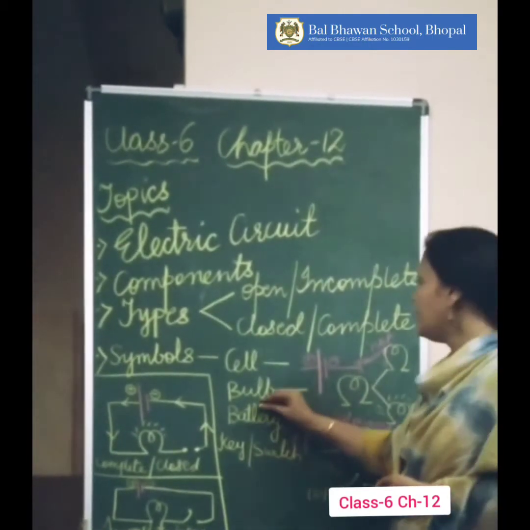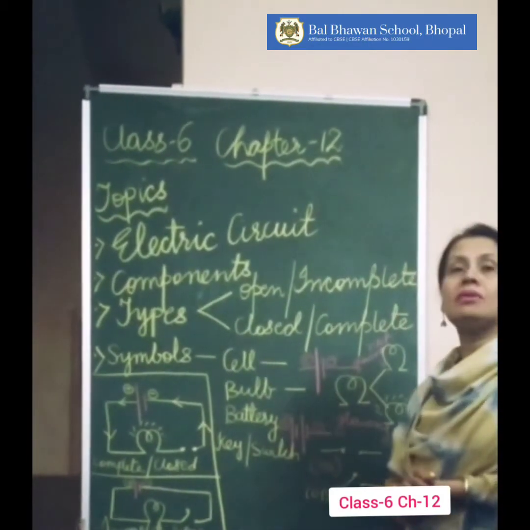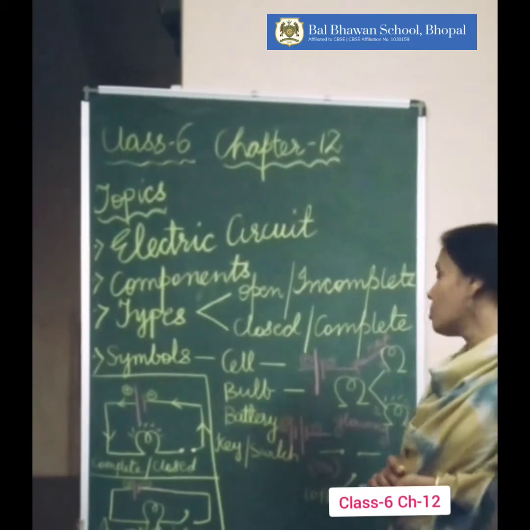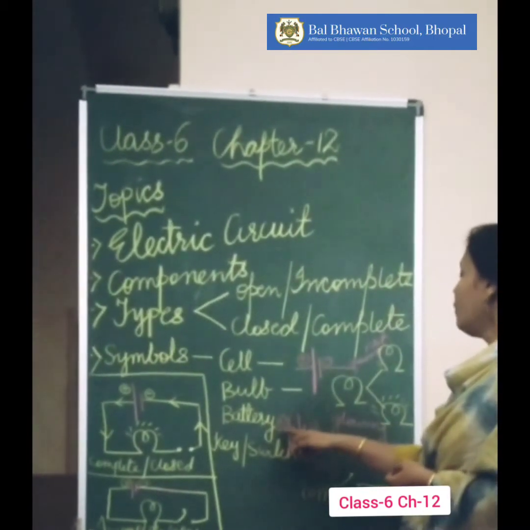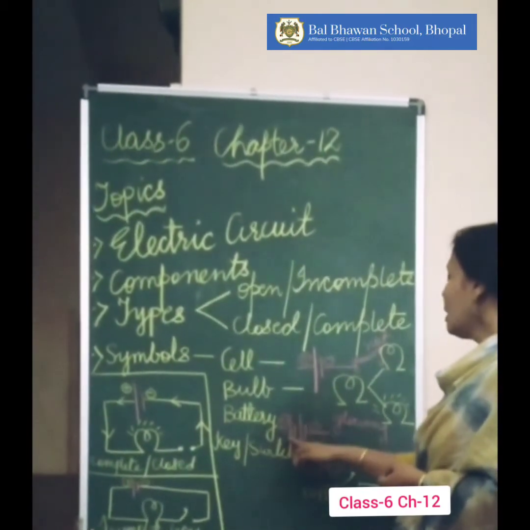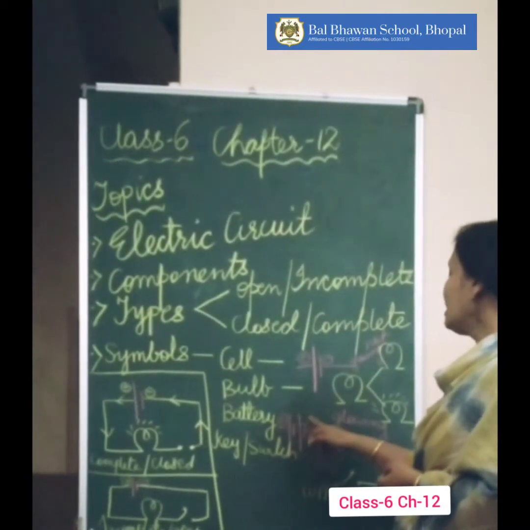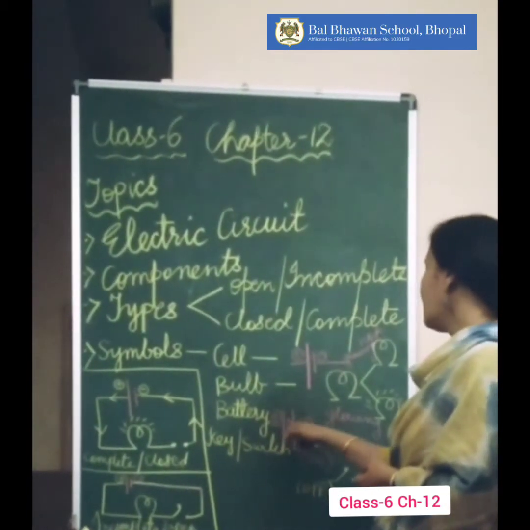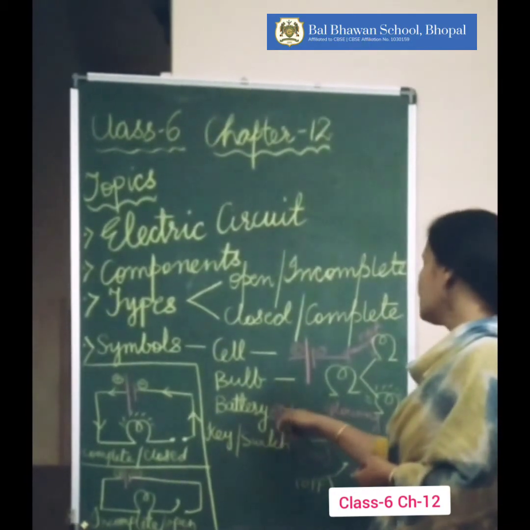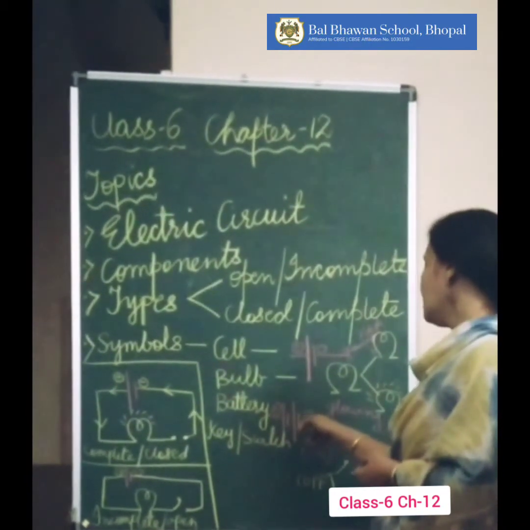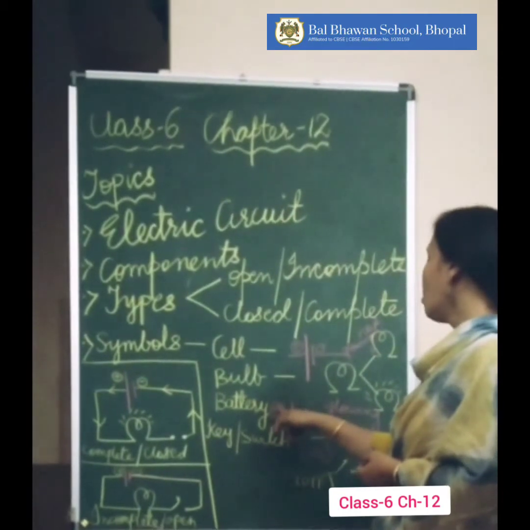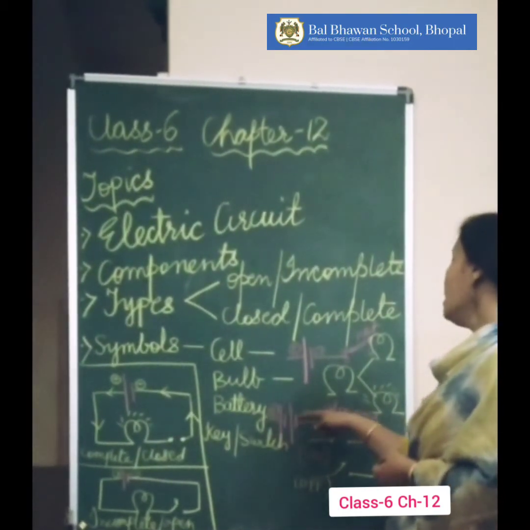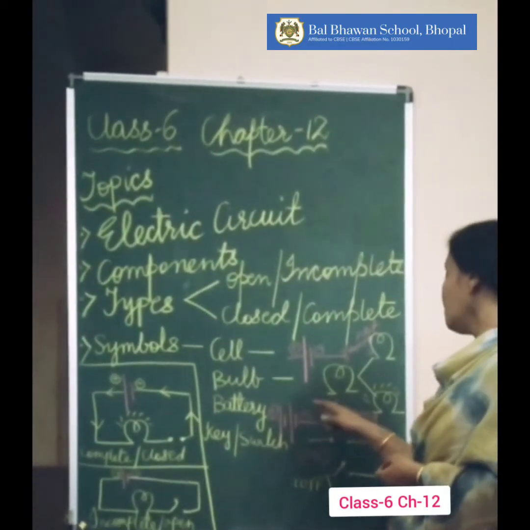Then we have a battery. As you all know, a battery is a combination of two or more cells. So let us see how we have drawn a battery. One long line, then a short line, one long line and a short line. And then the two connecting wires are connected to these lines, and you can see that the long line represents the positive terminal and the short line represents the negative terminal.